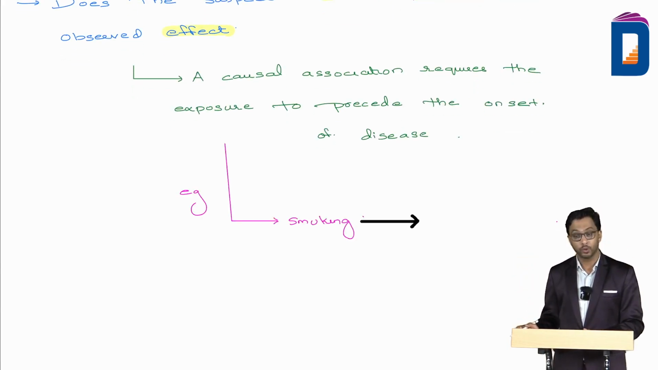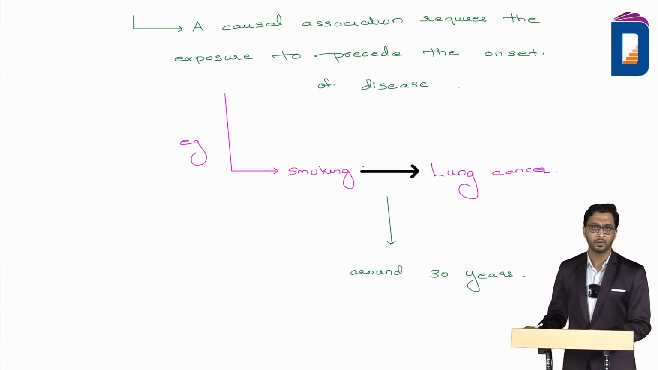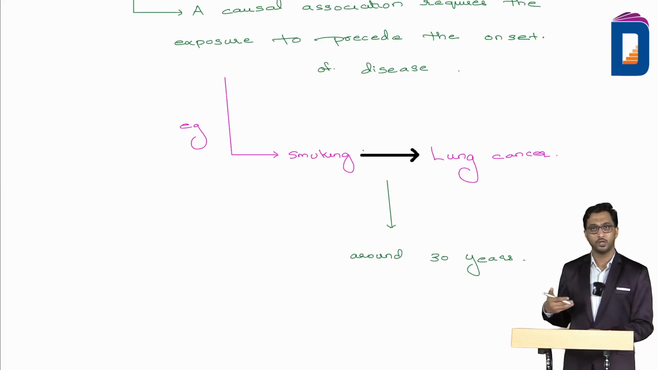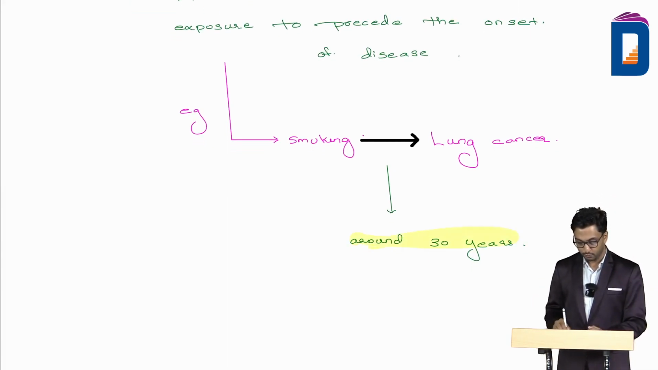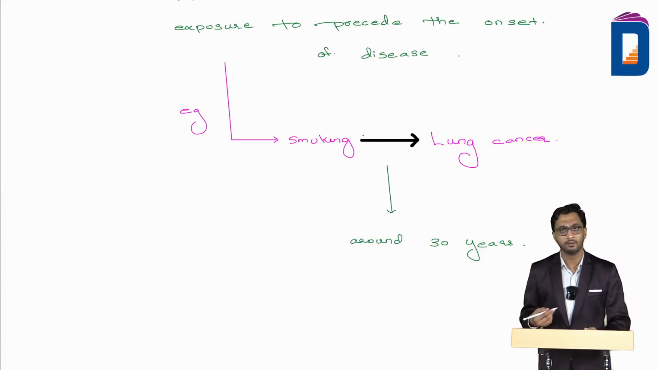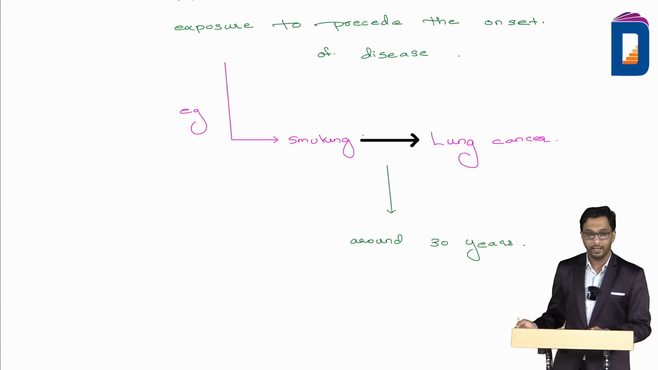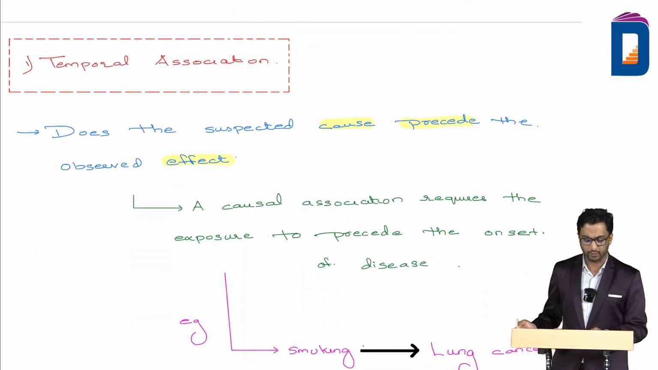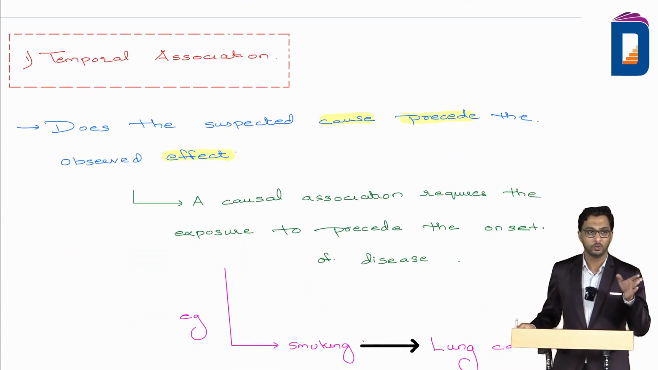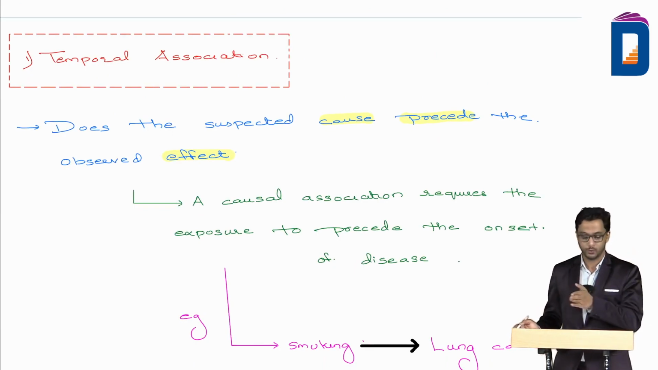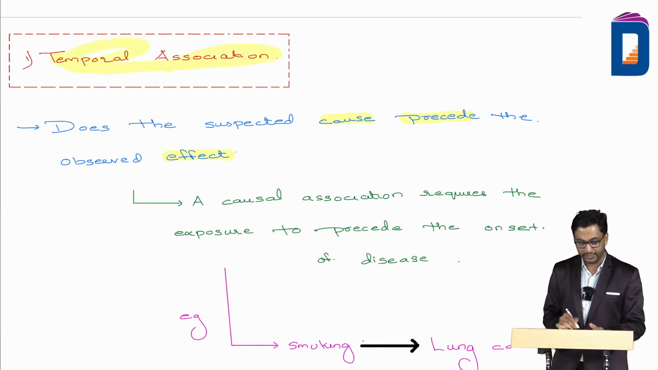An example is smoking leading to lung cancer, but how long? 30 years. Usually we have seen that about 30 years of smoking causes lung cancer. So the patient started smoking 30 years back, and that has caused the lung cancer. That's called a temporal association. This is a term which you have to know, and you have to separate it from the types of association. Temporal association is not a type of association.